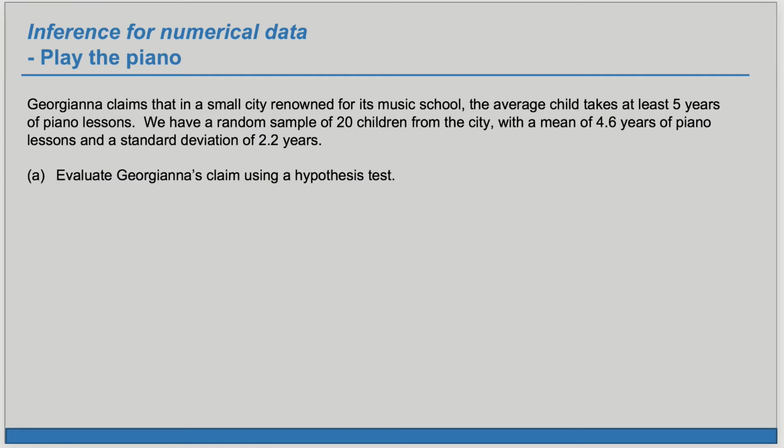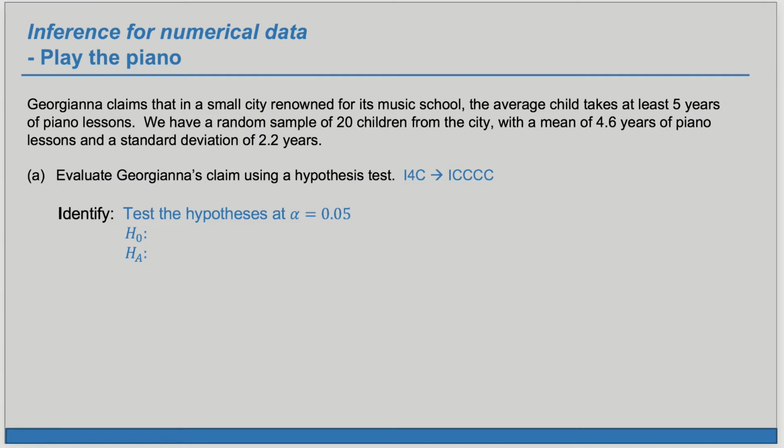In order to structure our response, we're going to use this I4C framework that stands for identify, choose, check, calculate, and conclude. So first we want to identify the hypotheses, and we're going to test these hypotheses at the alpha is 5% significance level.